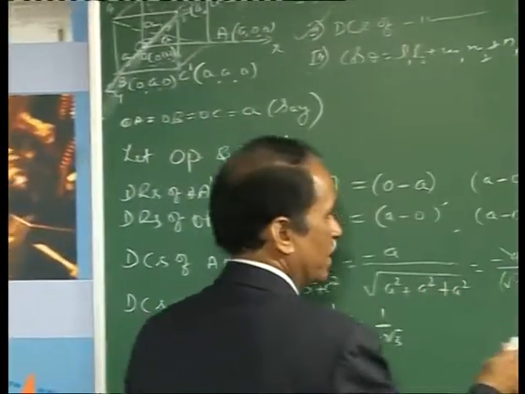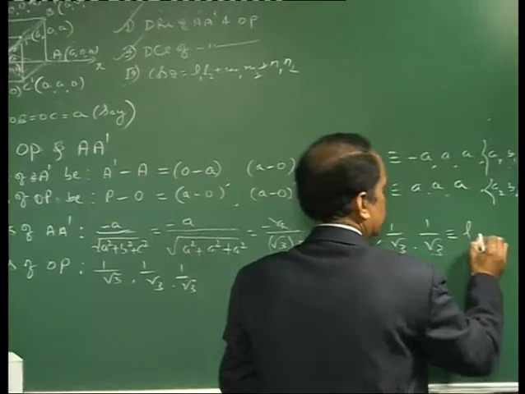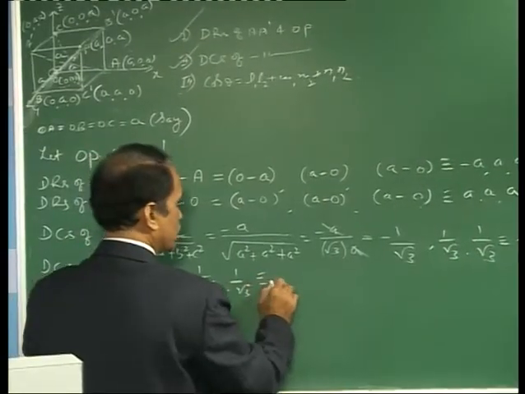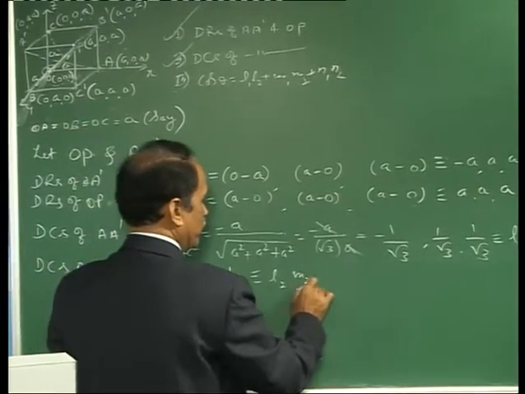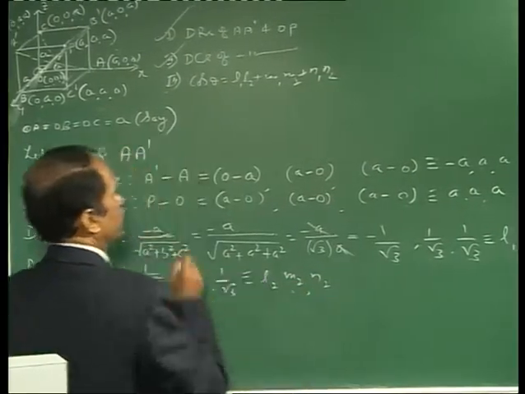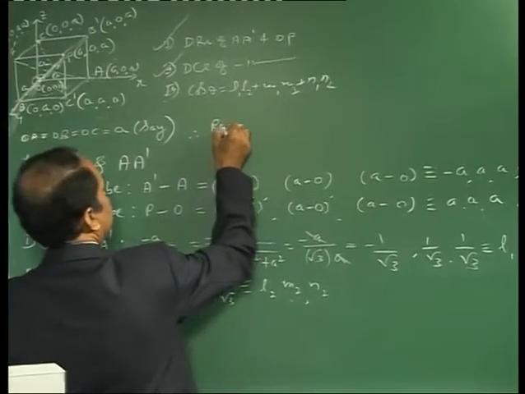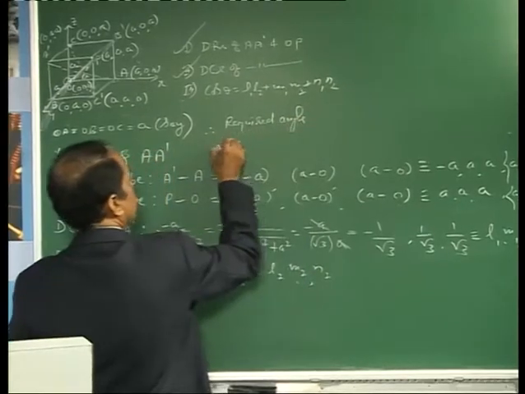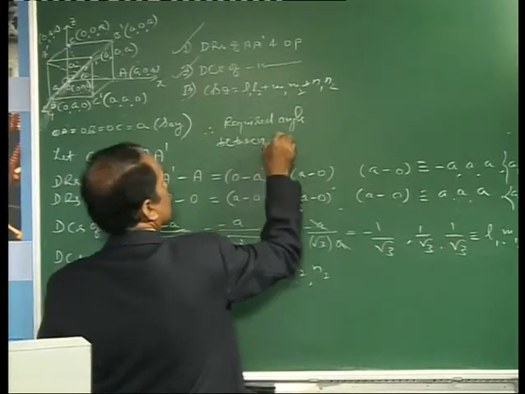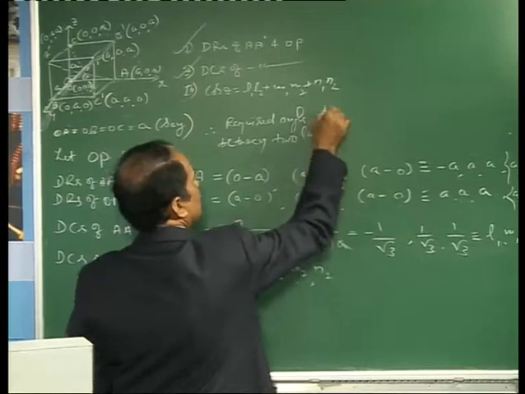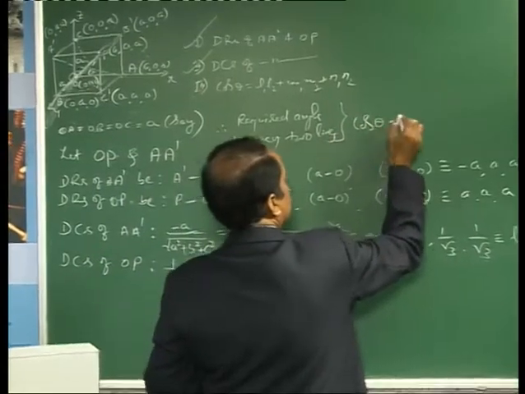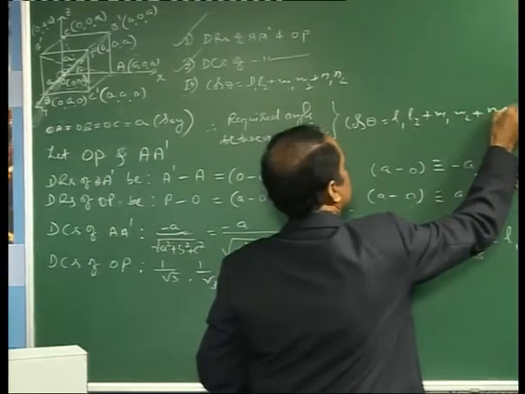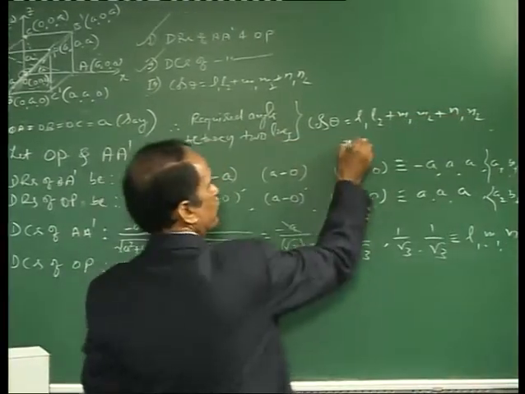So you have got these values, and these can be written as L1 M1 N1, and similarly these values can be written as L2 M2 and then N2. Therefore the required angle between two lines will be cos theta, that is L1 L2 plus M1 M2 plus N1 N2.